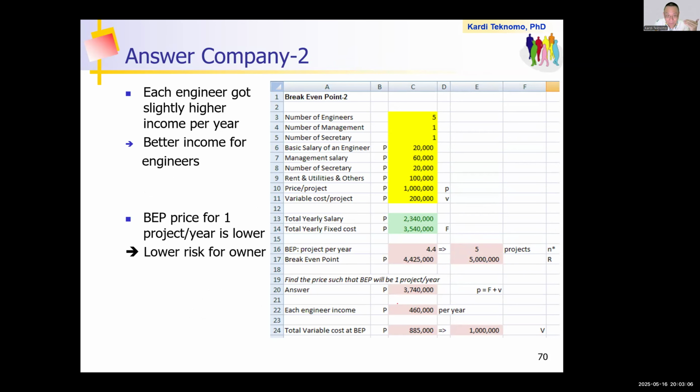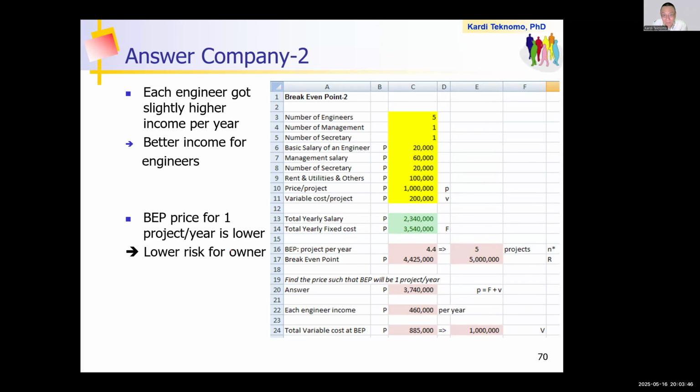That means if the number of projects you can get is exactly 5, you neither lose nor profit. If the number of projects is actually higher, then the engineers, the employees, will get much higher also, right? But why does the employer want to do this? Because if the number of projects is lower, then the risk to the owner is actually lower.